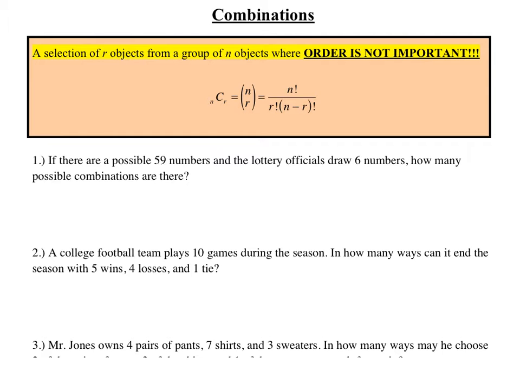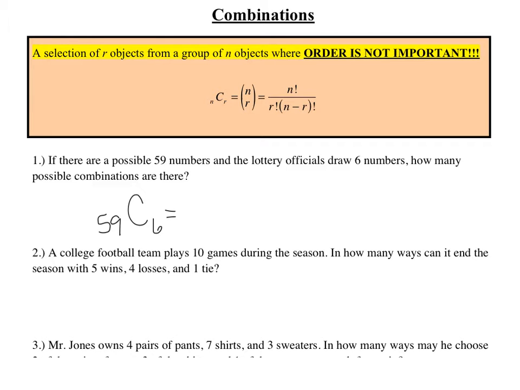Number 1, if there are a possible 59 numbers and the lottery officials draw 6 numbers, how many possible combinations are there? So with the lottery, we don't care what was selected first, second, third, or fourth, just what numbers were chosen. So there's 59 total numbers, and they're going to choose 6 of them.